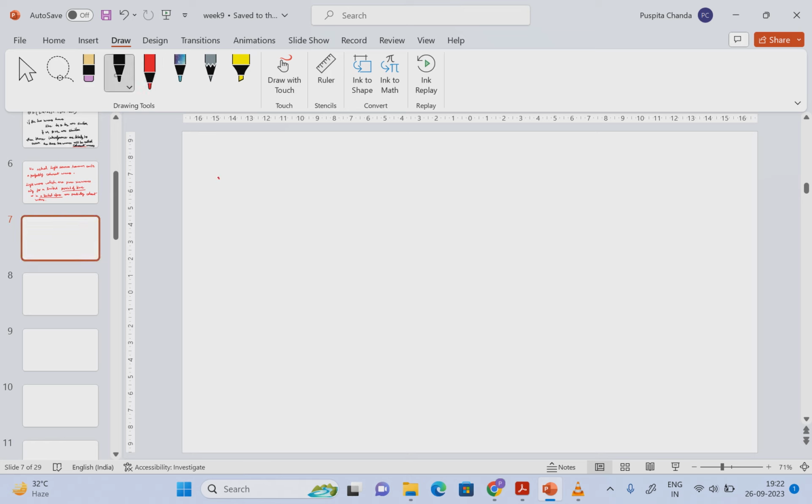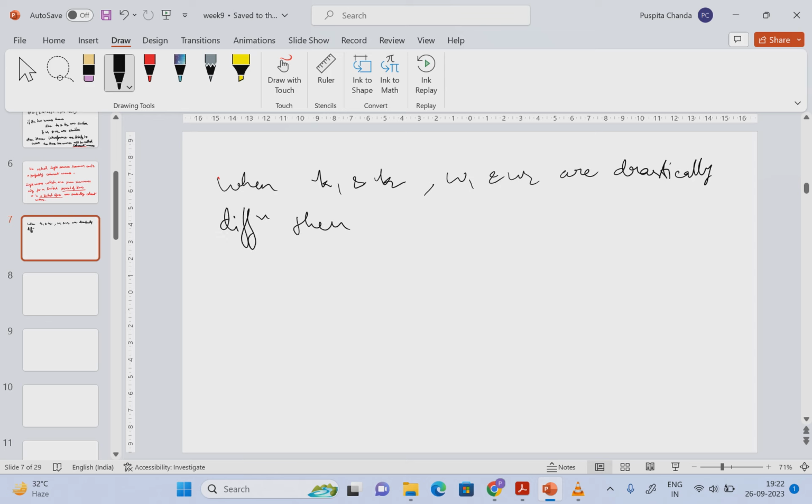Incoherent: when the k vectors k1 and k2, and omega 1 and omega 2, are drastically different, then they will not interfere and are said to be incoherent. Okay.